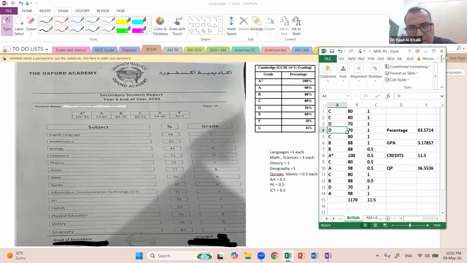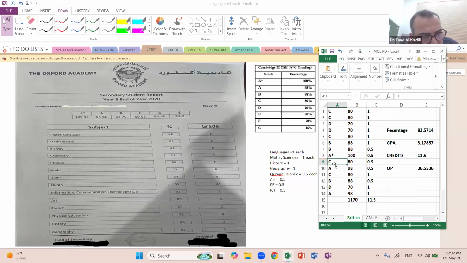D is again 70. Then we have C is 80. B is 88 according to the scale. Then he got another B in Quran. This is 88. Then he got A star in, no, he got A star in Quran. Sorry, this is 100 according to the scale.